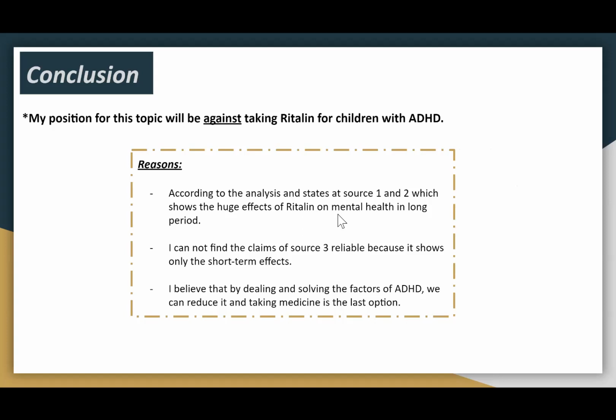And my reasons are multiple. For example, according to the analysis and statements in sources one and two, which show the huge effects of Ritalin on mental health over a long period. And also, I can't find the claims of source three reliable because it shows only the short-term effects of taking Ritalin, not the long-term effects. Also, I believe that by dealing with and solving the factors of ADHD, we can reduce it, and taking medicine, I think, can be the last option.